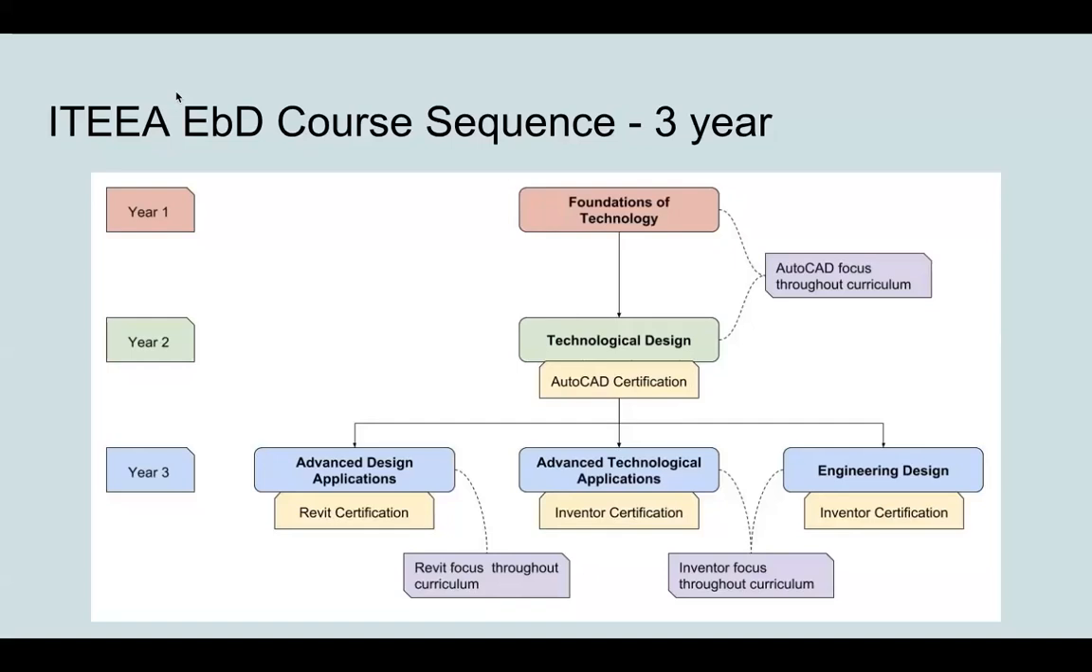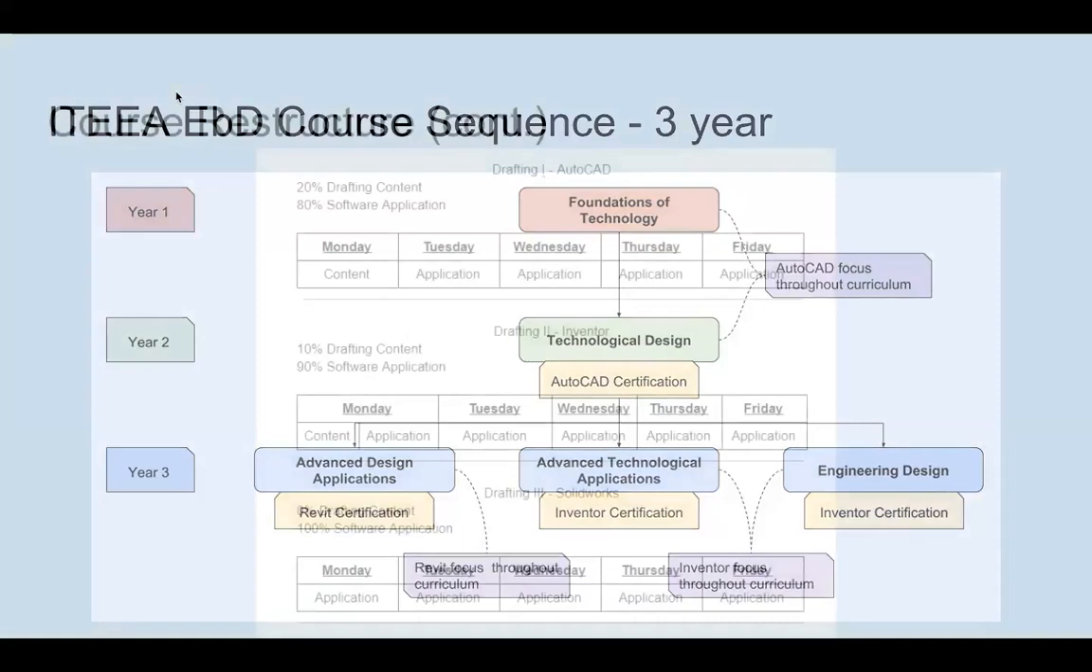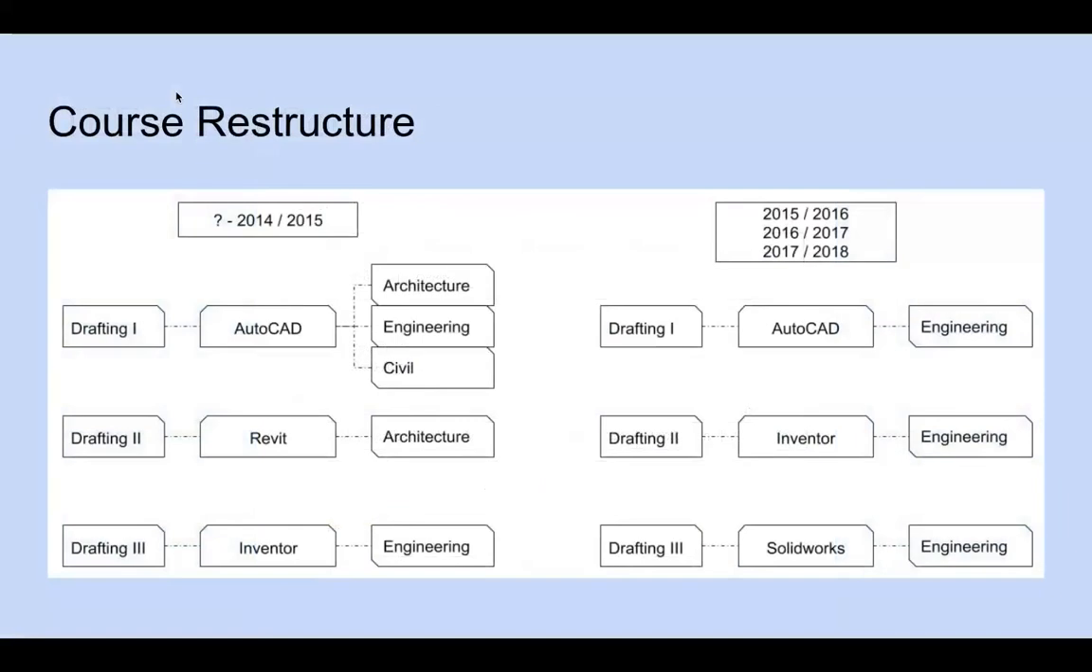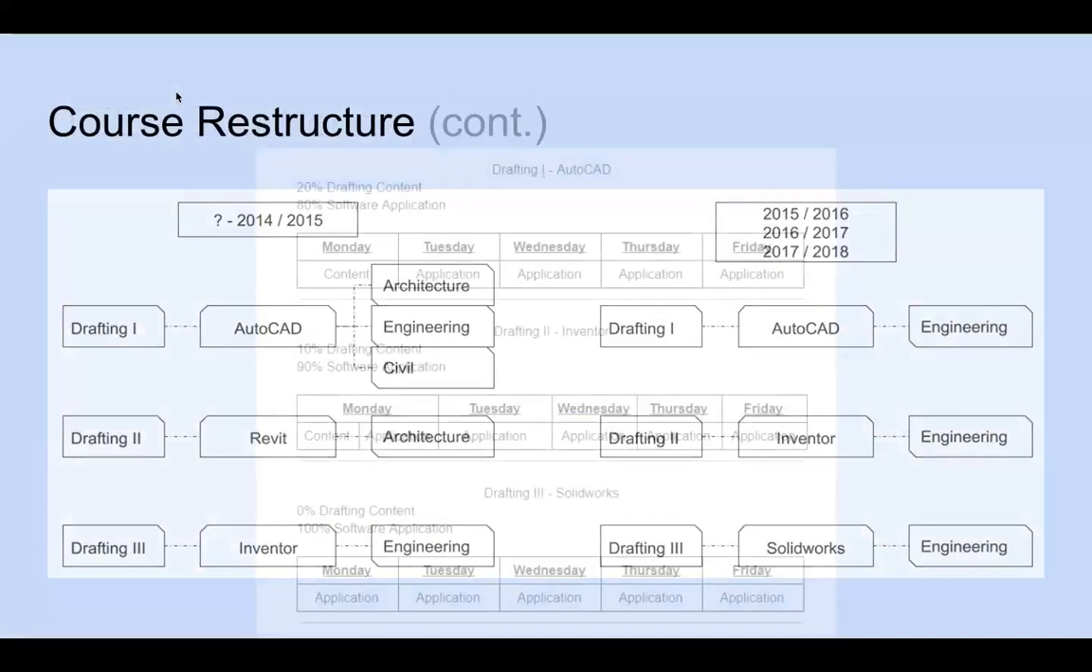So if you know that in year three you're going to offer a Revit certification, then in years one and two, start to reinforce architecture or civil applications. If you know that, hey, we're going to look at Inventor for year three, then it may serve you well to follow this mechanical engineering focus for years one, two, and three.